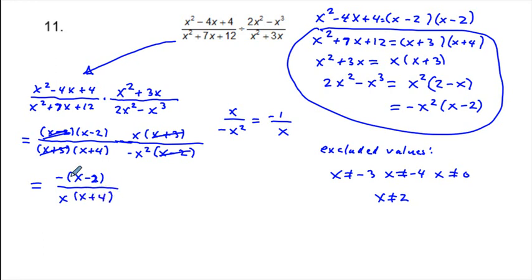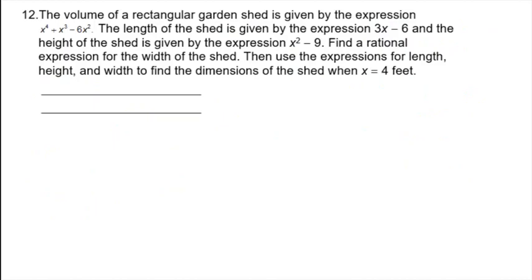And you can leave it like this. This is an acceptable answer. You could also distribute this negative sign on top and end up with 2 minus x over x times quantity x plus 4. These are equivalent answers here, so that would be number 11.